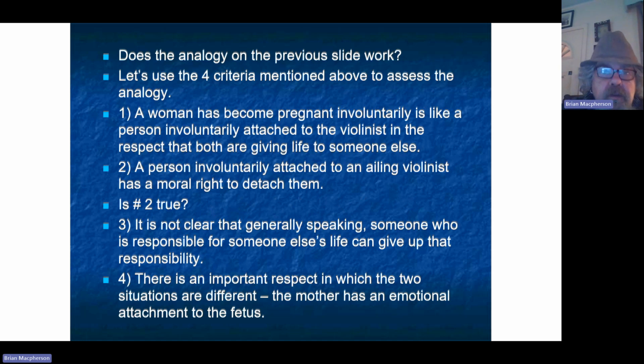Does the analogy that we just discussed work? So what we're going to do now, and this is what I want you to do on your assignment when I post it next Thursday, is use the 4 criteria that we mentioned above to assess the analogy.